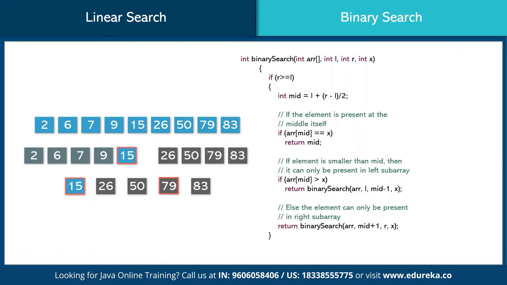Otherwise, I'm going to lower to the upper half. And we'll repeatedly check from the second point until the value is found, or until we get the interval as empty. So this is how we are going to implement this binary search algorithm. And this code over here describes this binary search algorithm.